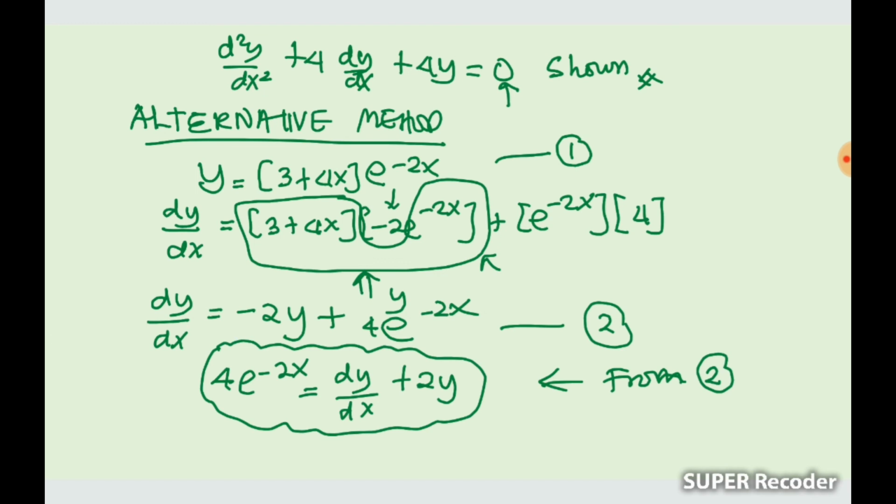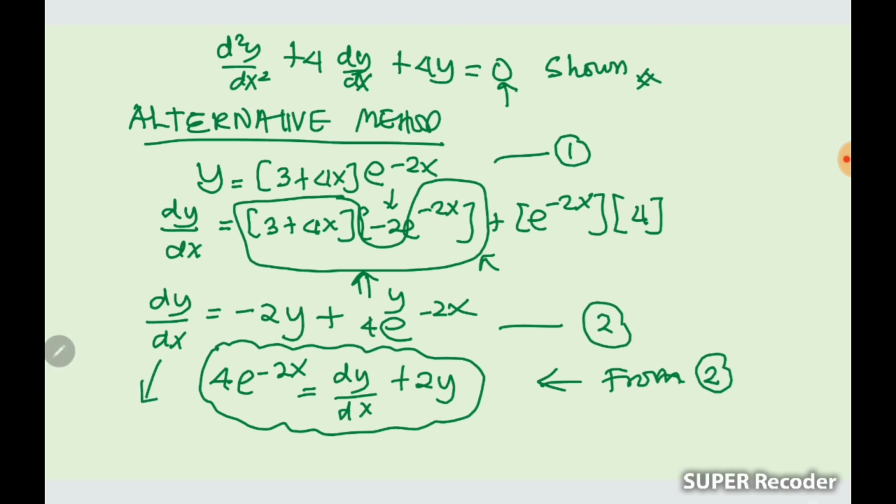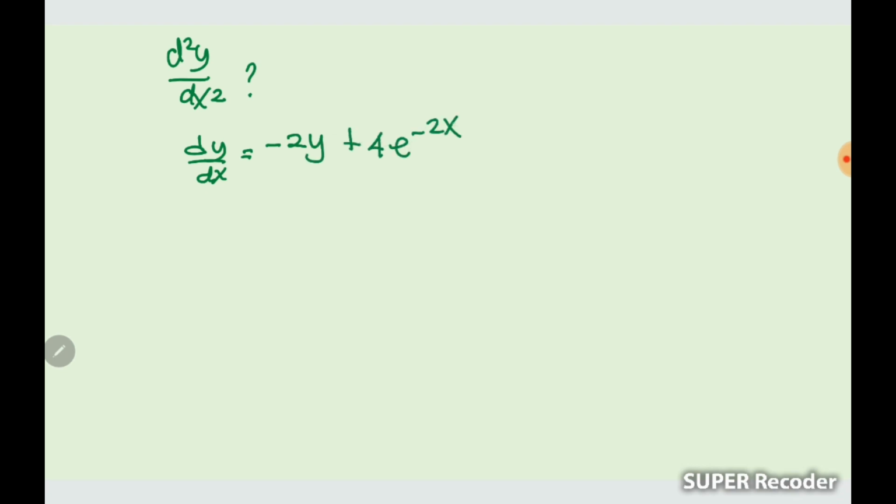Then you need to differentiate for the second time. Okay, I will differentiate y now. Differentiate y, you will get d squared y dx squared. If dy dx just now is negative 2y plus 4e to the power of negative 2x, so now we differentiate for the second time. We will get d squared y dx squared equals negative 2. Differentiate y, you will get dy dx.